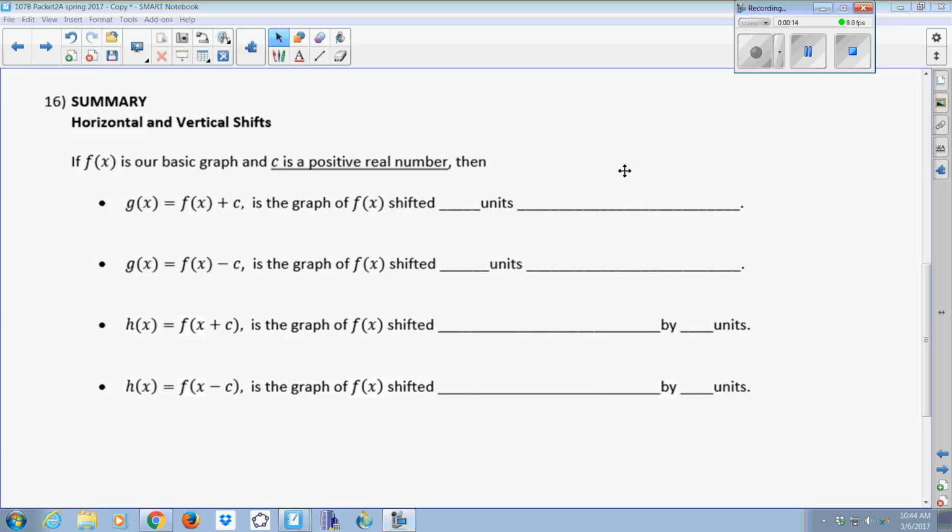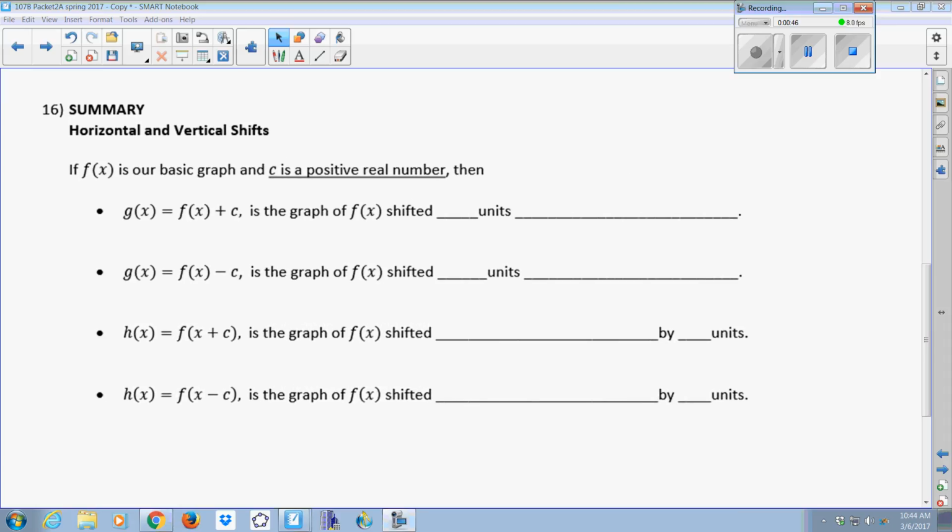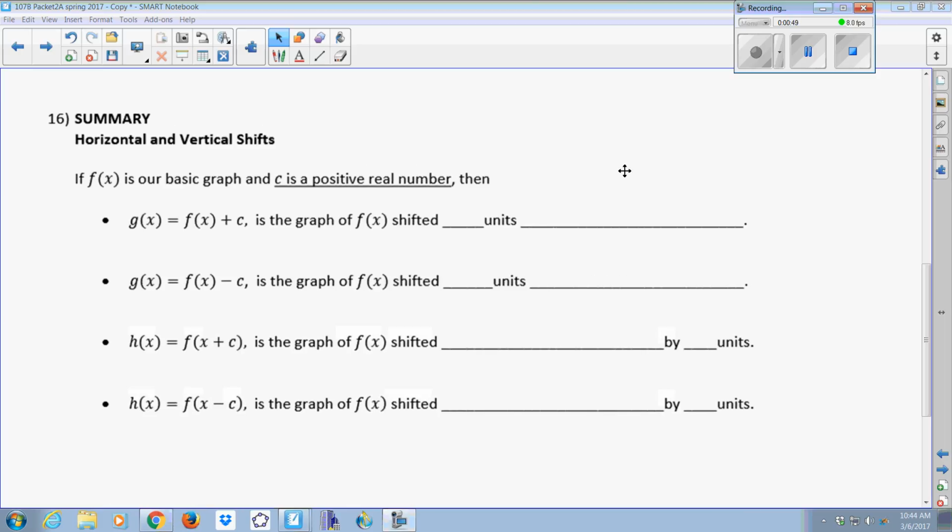So the first bullet we're looking at, let's make sure we read the if statement. If f of x is our basic graph, some parent function, some graph that we're looking at, and c is a positive real number, then what's going to happen in each of the following situations? Let's say we have a transform function g of x, which is f of x plus c. Then how can we describe what's happened to the graph of f of x? Anybody? Yep, Jesse? Shifted c units upward. Perfect.